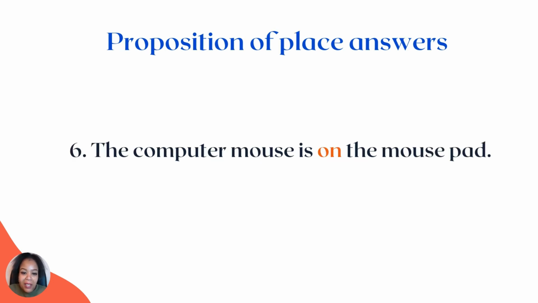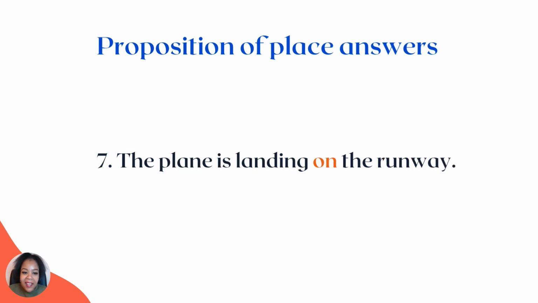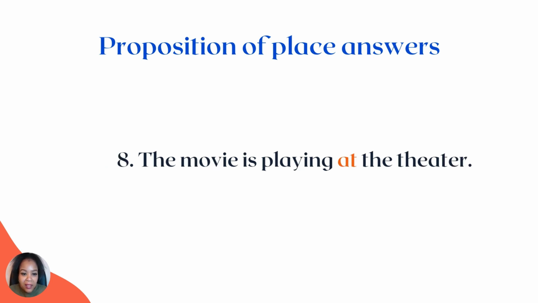The computer mouse is on the mouse pad. You guessed it again. The mouse pad is a surface because usually a mouse pad is placed on a table or on a surface of some sort. So for this reason, on is the correct preposition to use. The plane is landing on the runway. Once again, the runway is a surface on the ground that allows the plane to land safely. So for this reason, on is the correct preposition to use for this sentence.